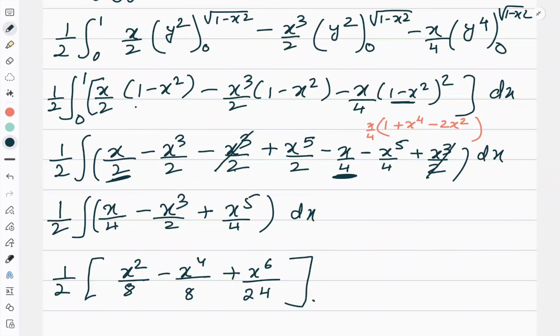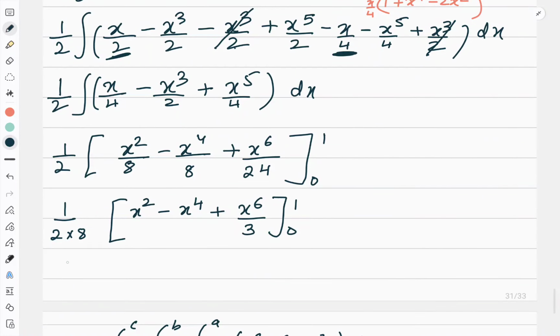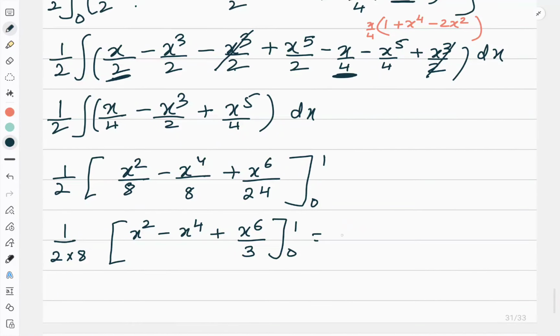Okay. Now the limit is 0 to 1. So again put the limit. 1 by 2 is there. I can actually take 8 also common, so it will become easy for me to simplify inside. So I have now x square minus x to the power 4 plus x to the power 6 upon 8. 3 times 8 is 24, so 3 is left. Limit 0 to 1. So here I'll solve here only. So 1 by 16. Okay.